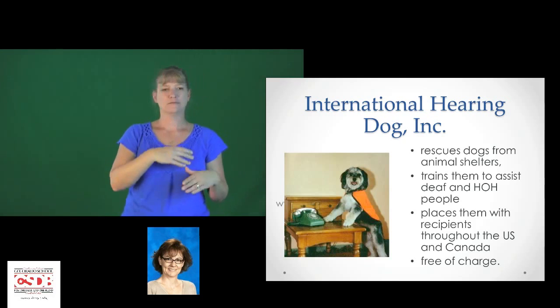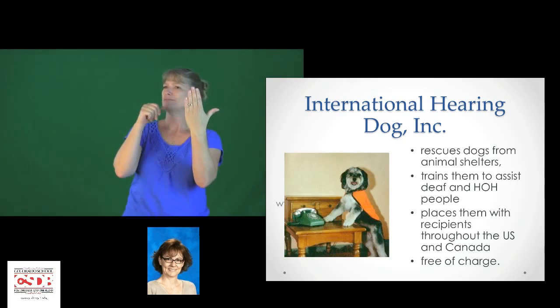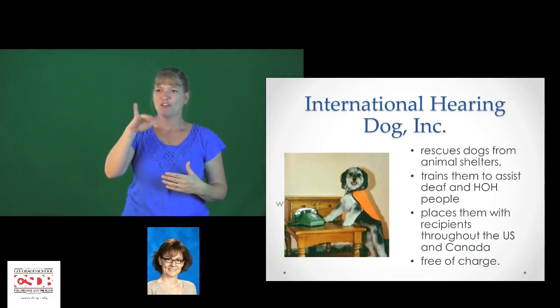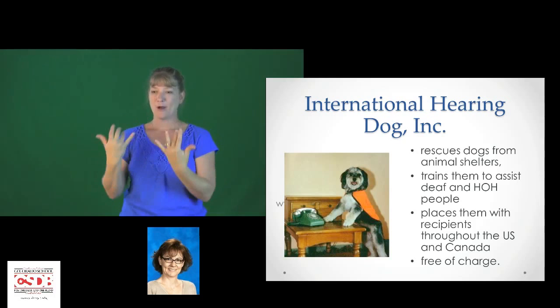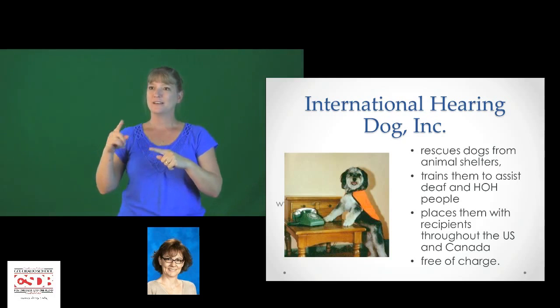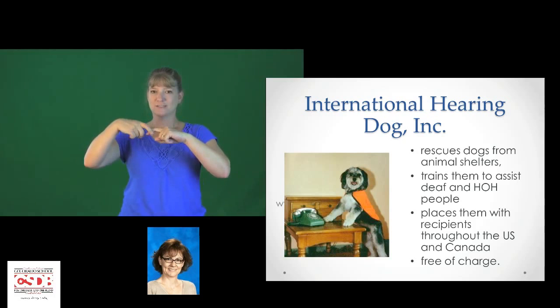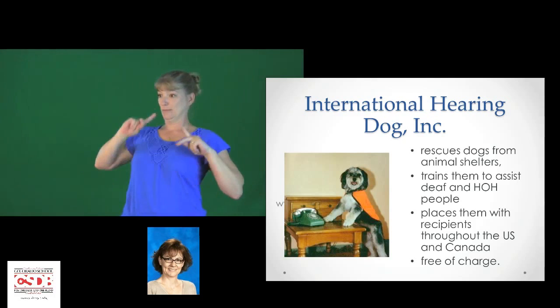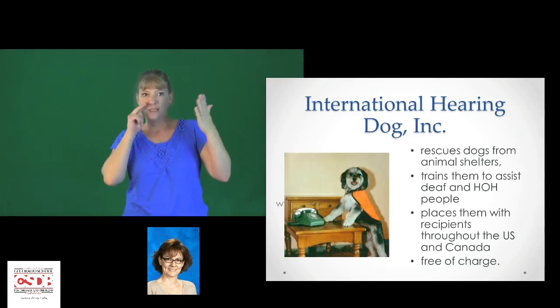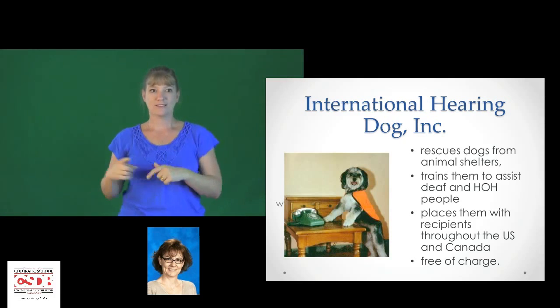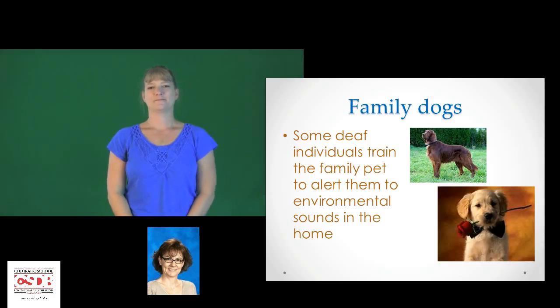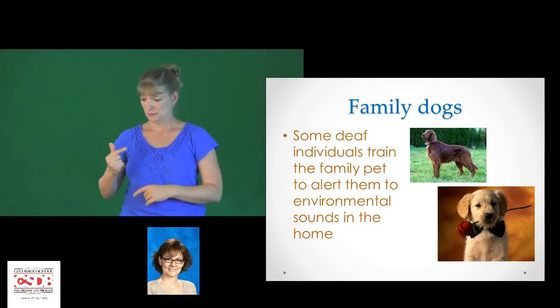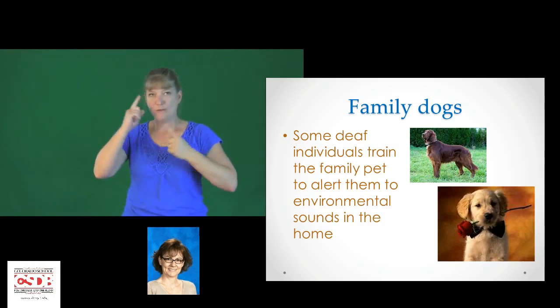They also can alert their owners that the doorbell's ringing or there's someone in the backyard, or if you're going on a walk, the dog can pause. If there's an event happening, the dog will pause and look in the direction of the event, and that alerts the deaf person that something's happening and you need to go look at it and see what's going on. Some people train their family dog to alert them to environmental sounds as well.